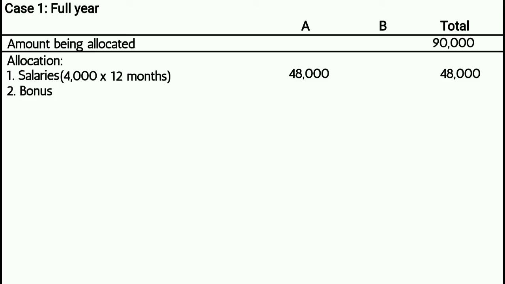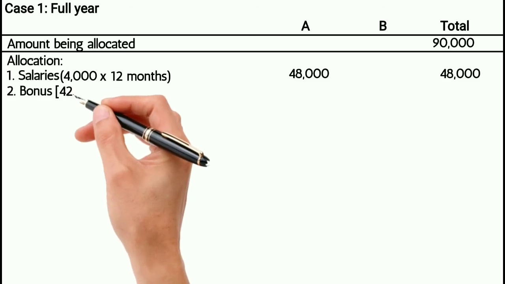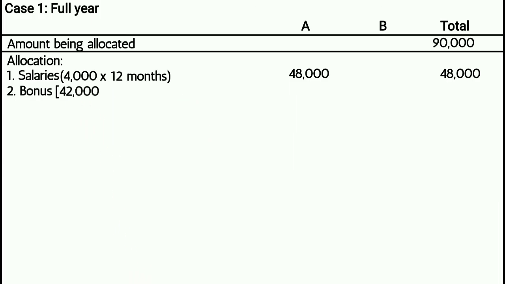Bonus is applicable in this case because there is a sufficient profit. There is a 20% bonus to A based on profit after deductions for salary and bonus, but before deduction for interest. Para ma-compute yung 20% bonus to A, kailangan muna nating i-compute yung profit after salary. 90,000 pesos minus 48,000 pesos. Ilan yan? 42,000 pesos. Yung 42,000 pesos na yan yung profit after salary.